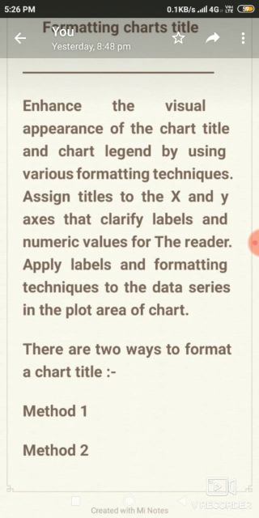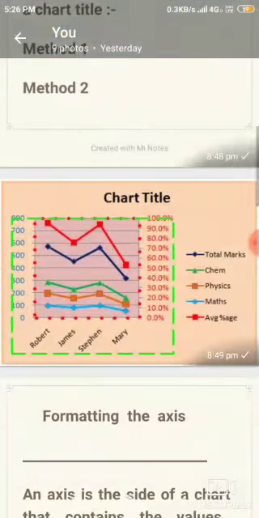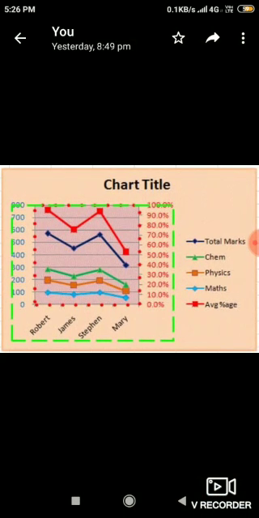There are two ways to format a chart title, method 1 and method 2. See the image. Method 1. Click on the chart title to select it. Click on the chart title button in the labels group on the layout tab. A drop down menu will appear.